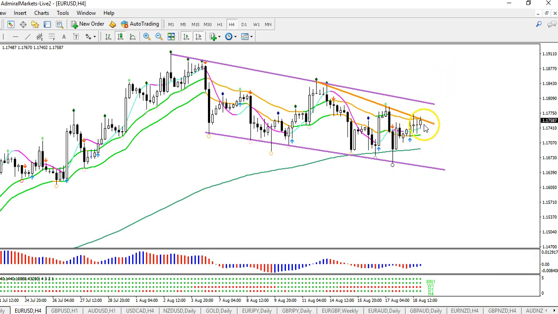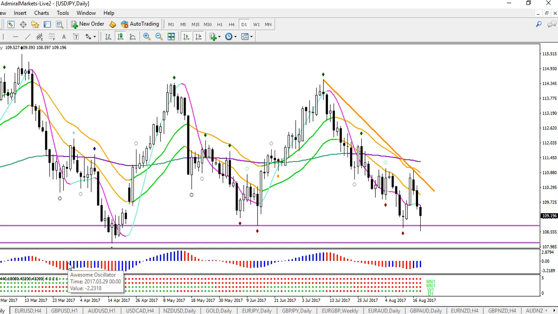If it does move down, if it does not break and it bounces, it could retest the bottom of the channel, and it could bounce around 116 as it basically tests the bottom of that bull flag channel. Let's take a look at some of the yen pairs.